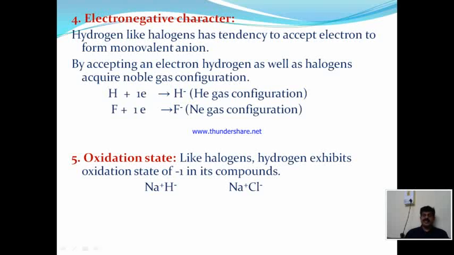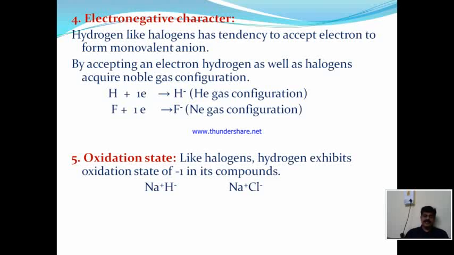Fourth one, electronegative character. Hydrogen, like halogens, has a tendency to gain or accept an electron to form a monovalent anion. Look here, hydrogen, by accepting one electron, forms the H minus ion. That means the hydride ion, similar to fluorine, which is a halogen and also has the tendency to gain one electron to form F minus, so that it attains the nearest noble gas configuration of neon. In that way, we can say that hydrogen resembles halogens in terms of electronegative character, as both of them are ready to accept an electron to attain the noble gas configuration of the nearest noble gas.